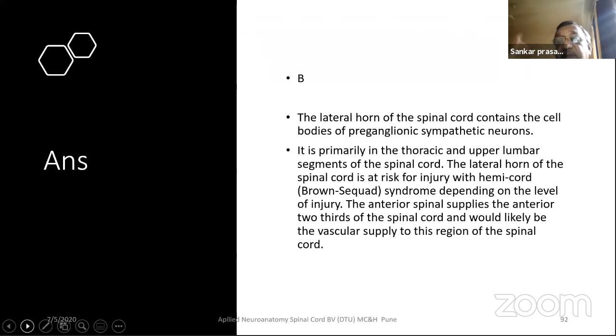The lateral horn of the spinal cord contains the cell bodies of the preganglionic sympathetic neurons, primarily the thoracic and upper lumbar segments of the spinal cord. The lateral horn is at risk for injury with hemicord syndrome, depending on the level of the injury. The anterior spinal artery supplies the anterior two-thirds of the spinal cord and would likely be the vascular supply to this region also.